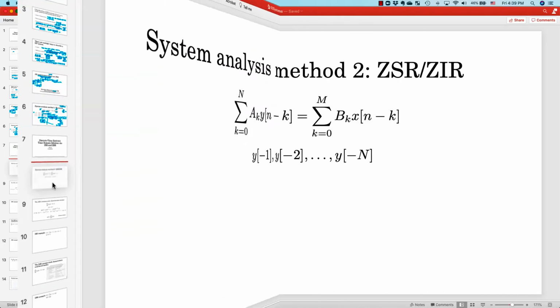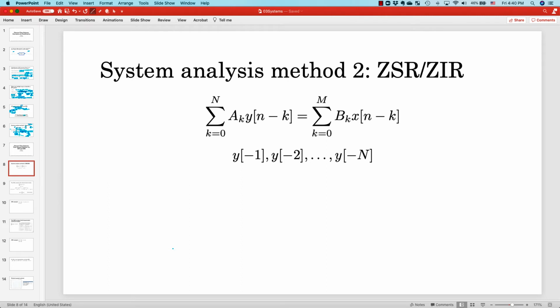So let's get started. In addition to solution by recursion, one can analyze the output of a system using the ZSR and ZIR decomposition method. Again, ZSR is the zero state response and ZIR is the zero input response.